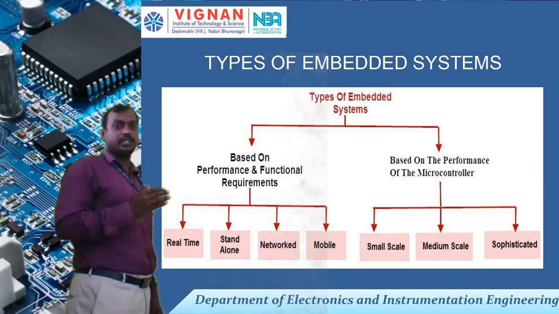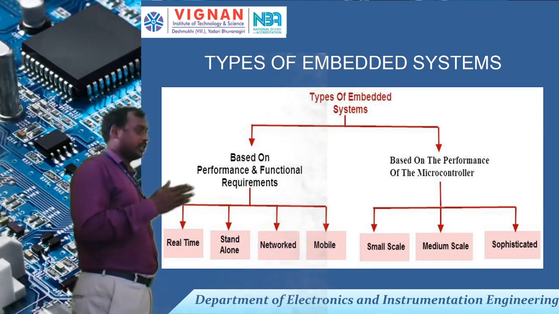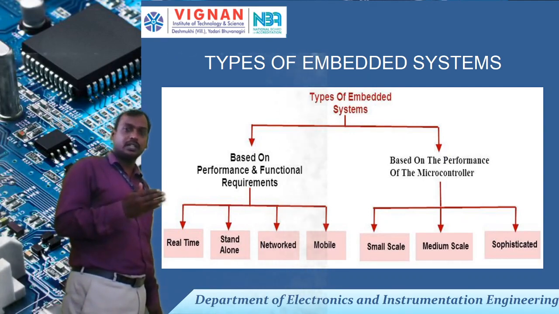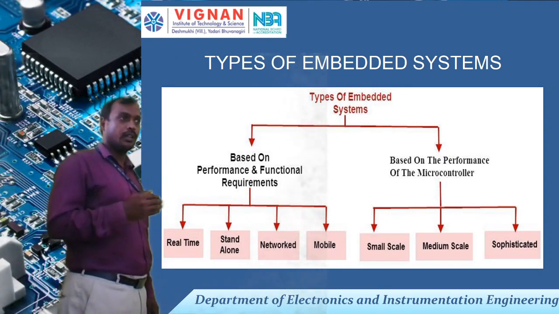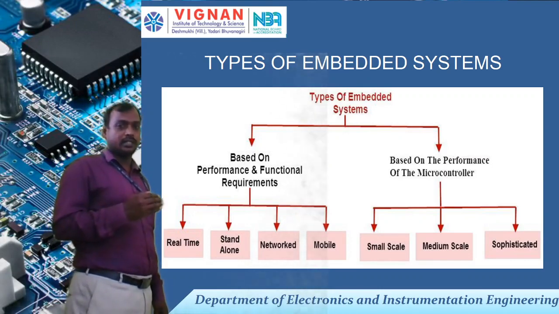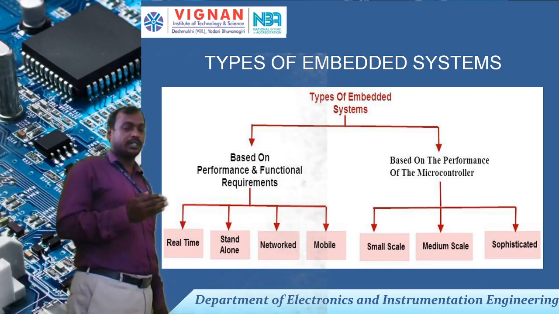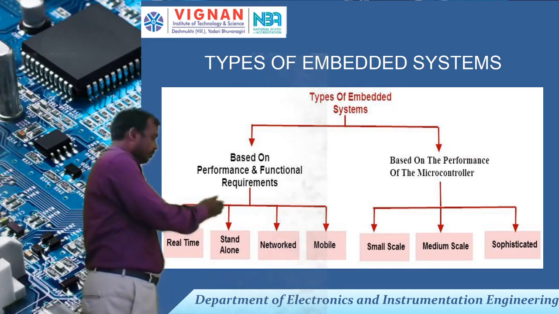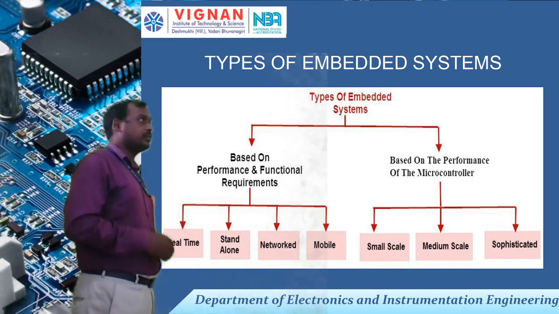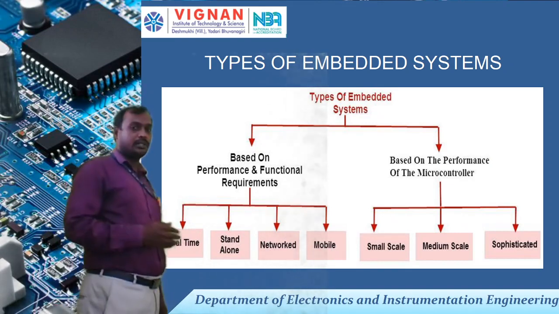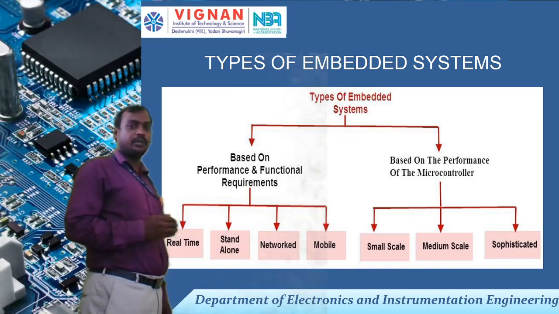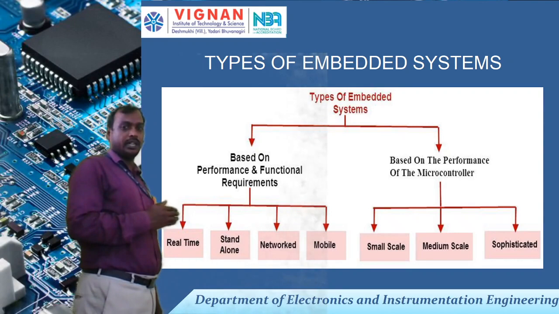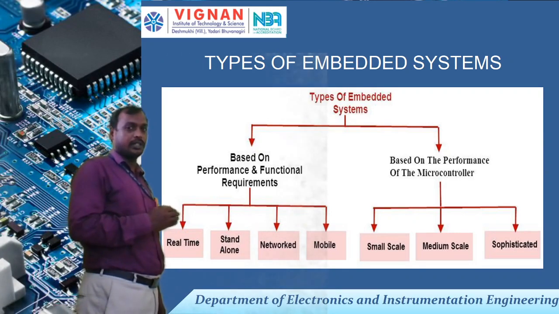So the applications are, for example, a traffic light, a temperature sensor to measure the temperature, and then robotic applications for small scale. The next one is the medium scale embedded system. In the medium scale embedded system, we use 16-bit or 32-bit microcontrollers, for example PIC24F, peripheral interface controller.